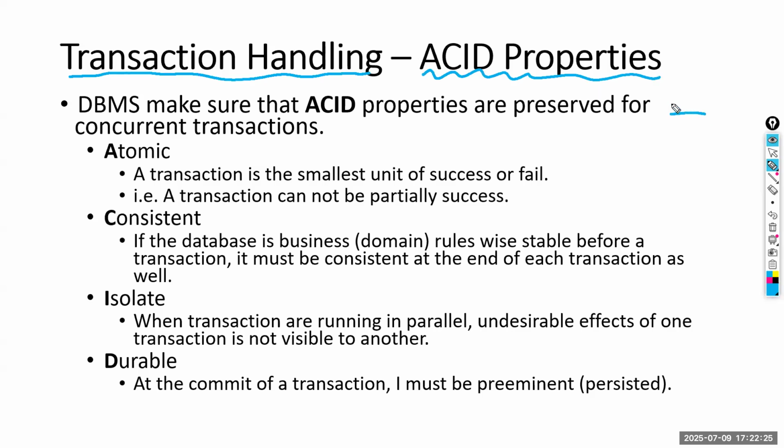This is not directly mentioned in your syllabus, but I just add it because it's good to know. Right? There's a rare chance that they can ask this in your MCQ. ACID properties. ACID stands for atomicity, consistency, isolation, durability. That means every transaction, if properly handled by your DBMS, must be atomic, consistent, isolated, and durable.